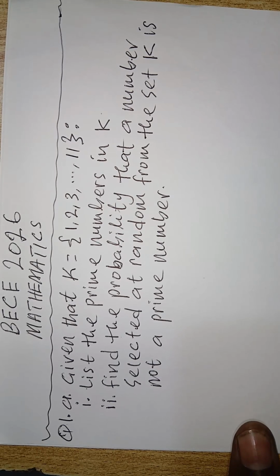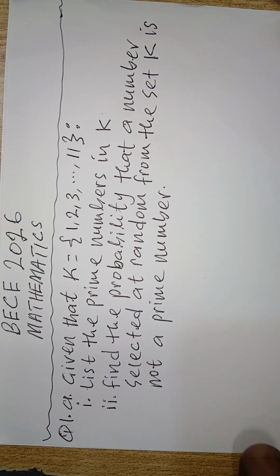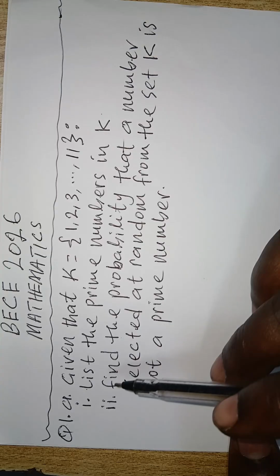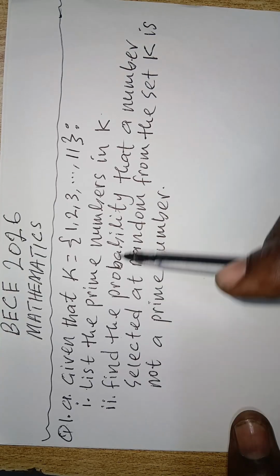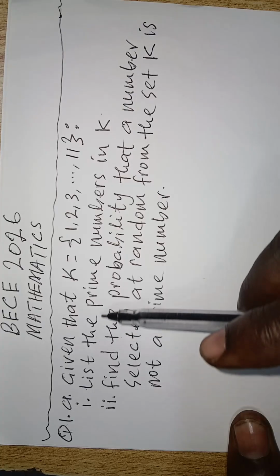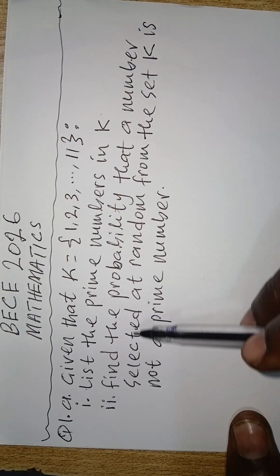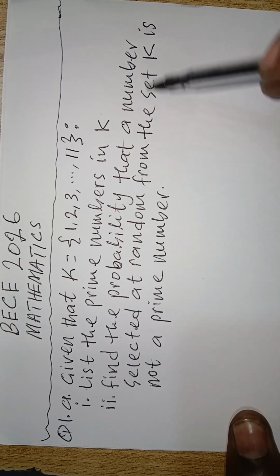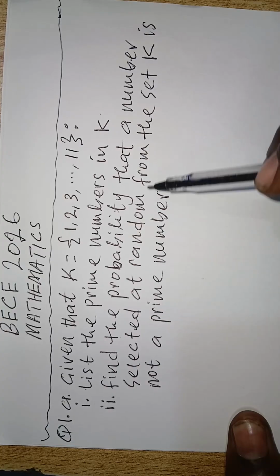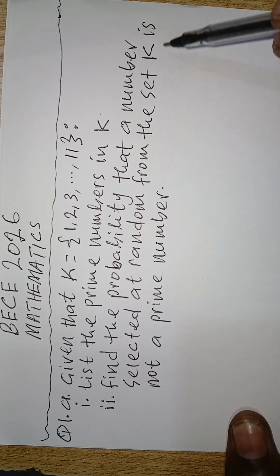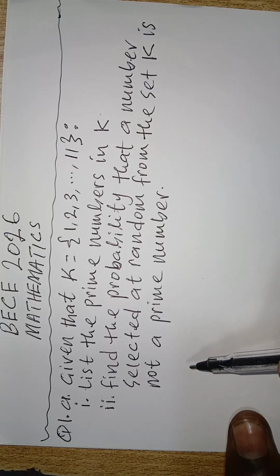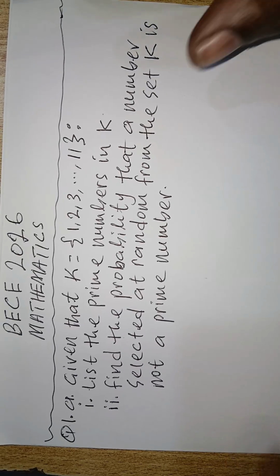So let's begin. Let's go to the II. This is I. I say they should list the prime numbers in K. Then II says find the probability that a number selected at random from the set K is not a prime number. Good. So let's begin.